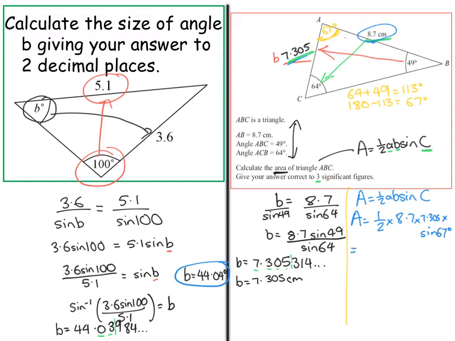So if I type that into my calculator, I will get that the area is 29.25066526, or as we want it to three significant figures, that's going to be 1, 2, 3. It's a 5 after the 2 here, so that means it's going to be 29.3 centimeters squared. And that's how we do that one.